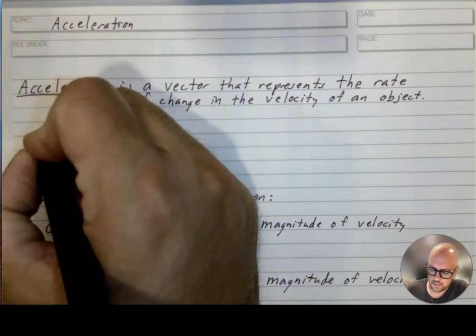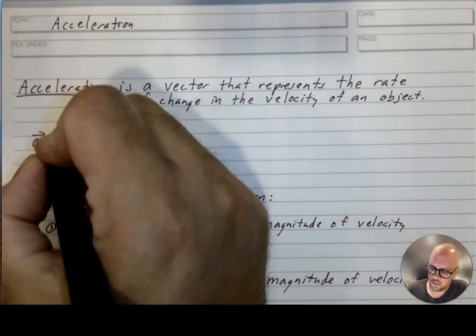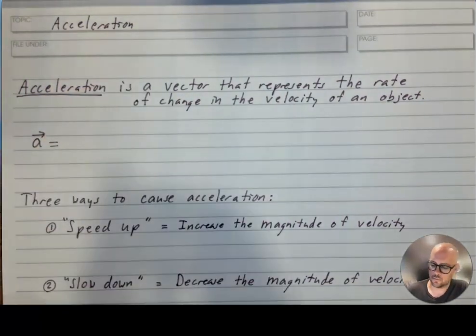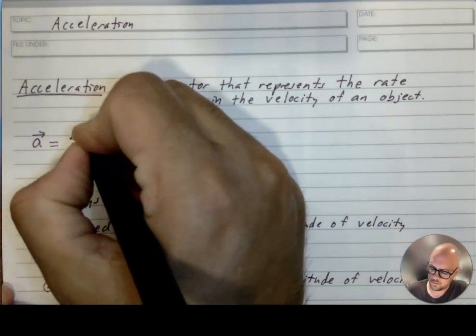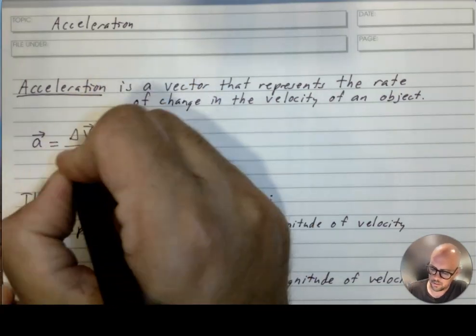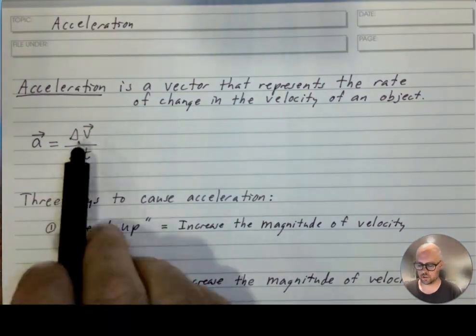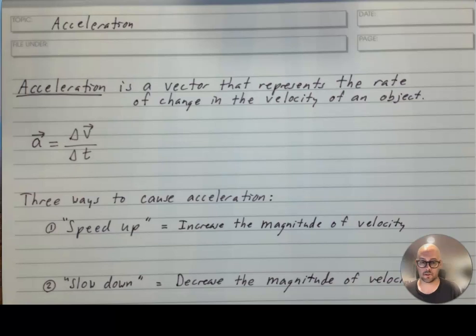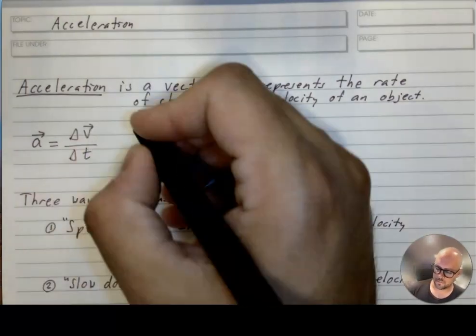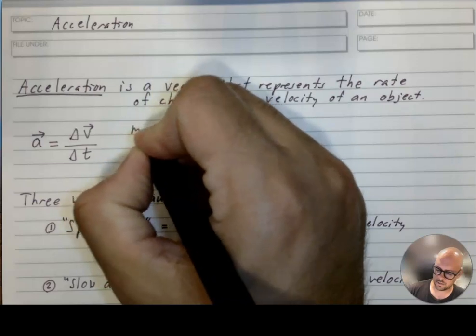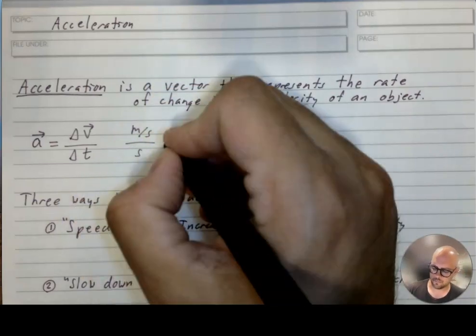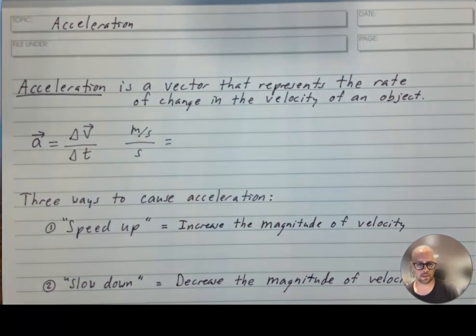Acceleration is a lowercase a. It's a vector. And because it's the rate of change in velocity, we get change in velocity over a time interval. So change in velocity divided by the change in time, or the amount of time. It's velocity divided by time. And so the units for acceleration can be written in one of two ways.